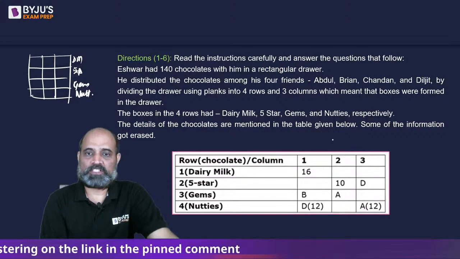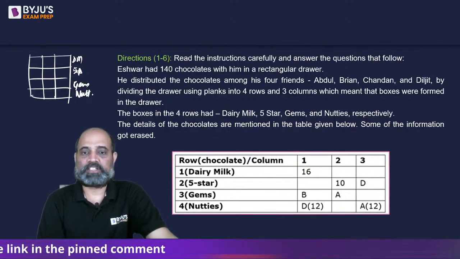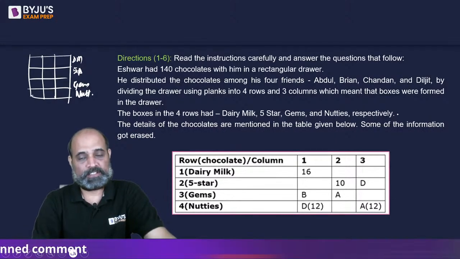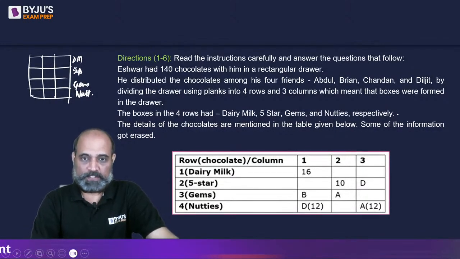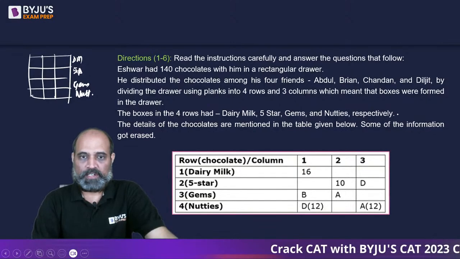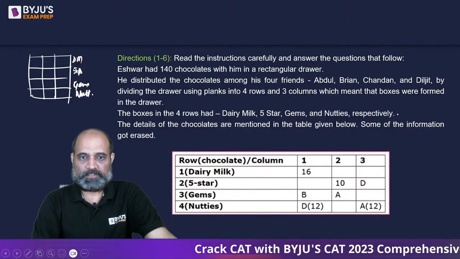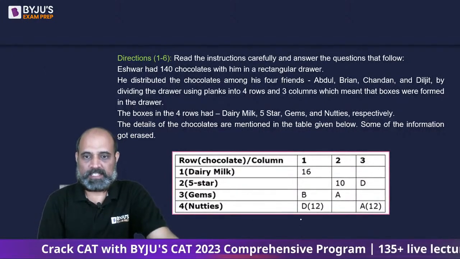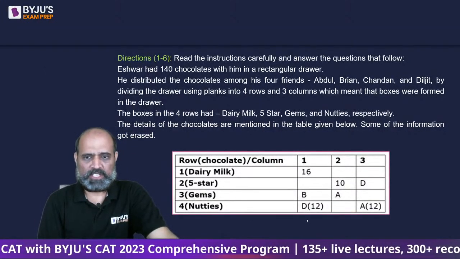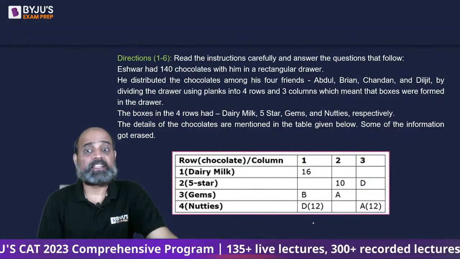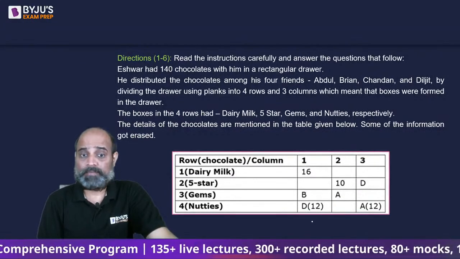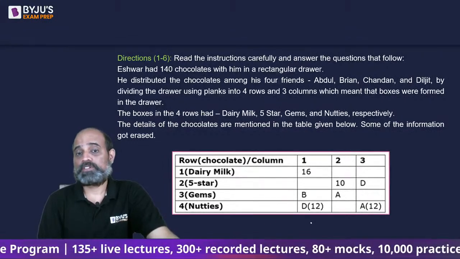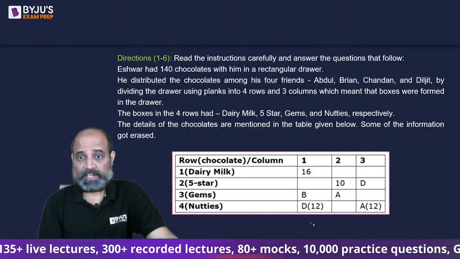The details of the chocolates are mentioned in the table given below. Some of them got erased. So we have this particular table where some of the data is filled, right? The row is the chocolate and the column is 1, 2, 3 and the rows are 1, 2, 3, 4. The first row has Dairy Milk, 5-star and then so on and so forth. Okay. So this tells us that D, as in most probably Diljit, has 12 nutties assigned to him in the first column and 4th row, right?